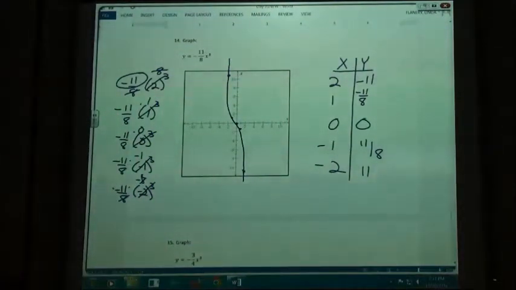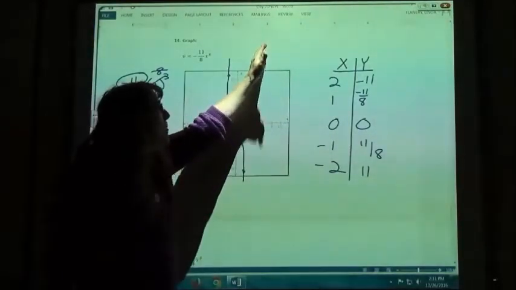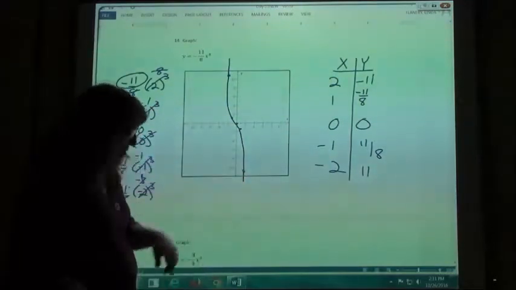So your cubic function, if it's positive, will come from the bottom, have a little curve and go up. If it's negative, it's going to come from the top, have a little curve and go down.